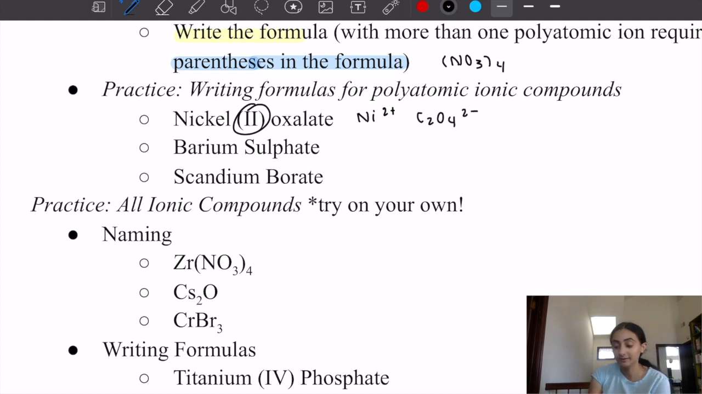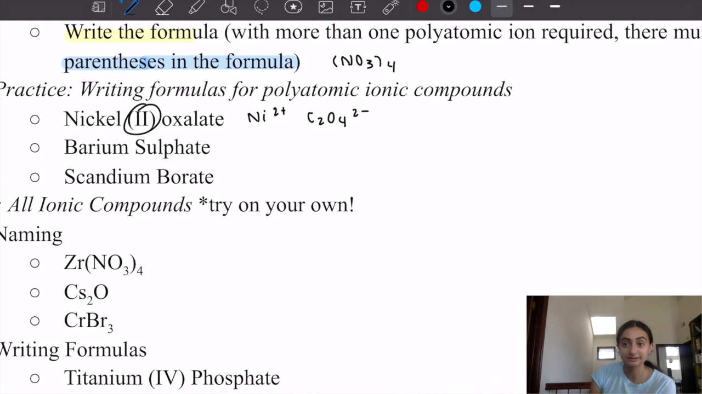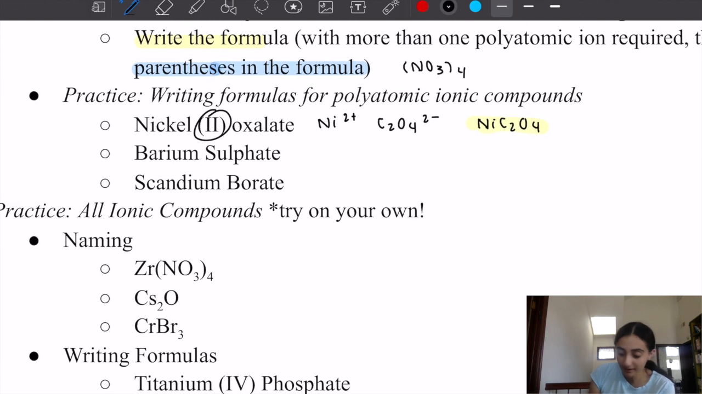So we know we only need one of each for the charges to balance out and get a neutral compound. So I'm just going to write NiC2O4. Next, we have barium sulfate. So we're talking about barium and the polyatomic ion sulfate.